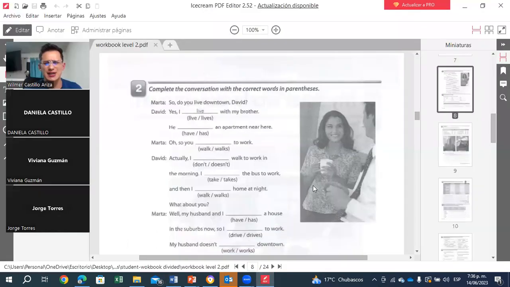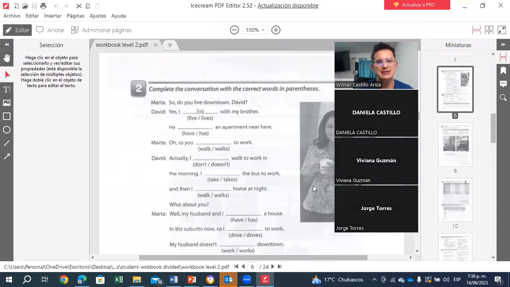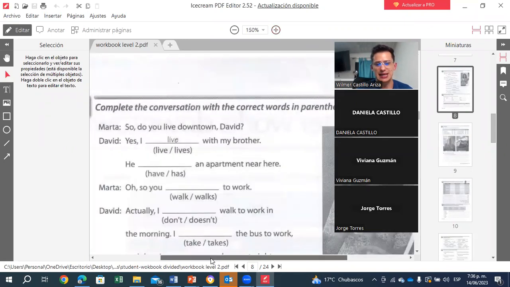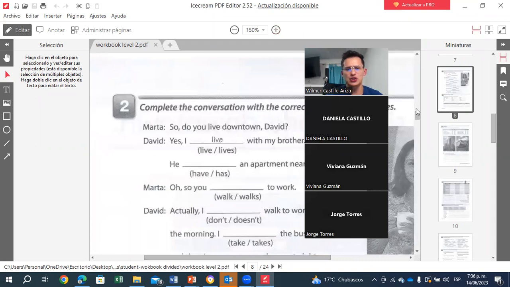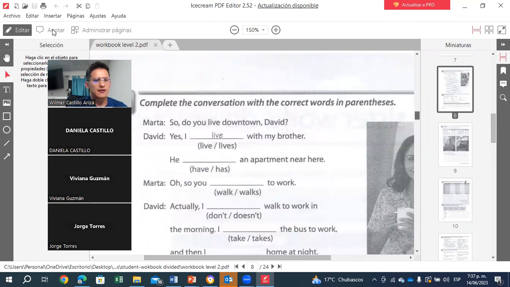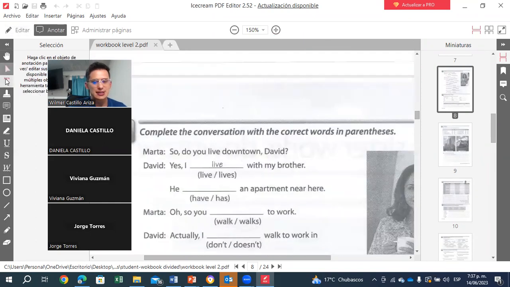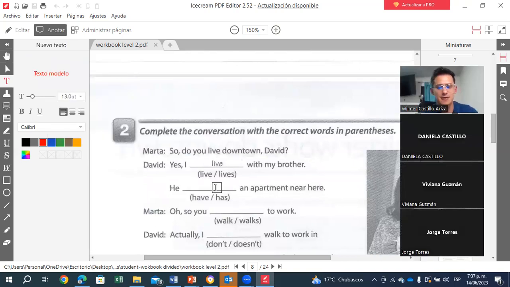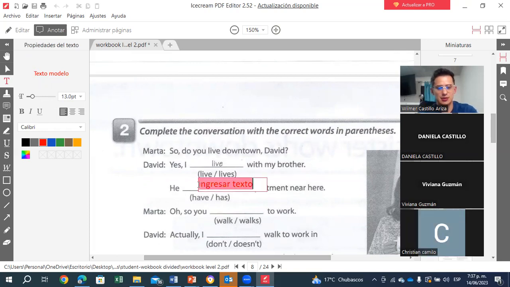Now we are going to do just a quick exercise here. Nos falta una cosita de este presente simple, que yo no la aprendí en la universidad, la aprendí después, y es vital. But before that, you're going to tell me which verb of the ones we have in parentheses is the correct one. So in this case, he has. He has an apartment near here.